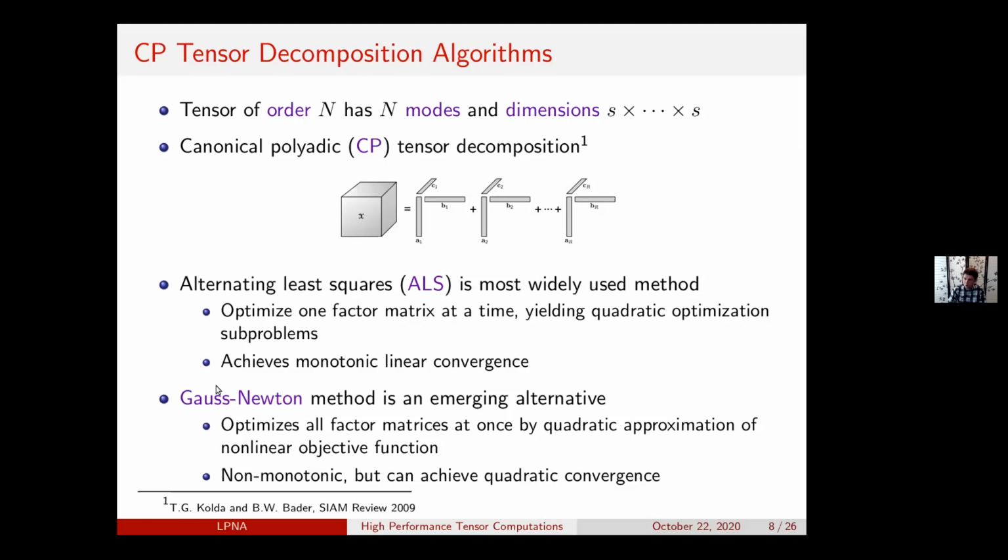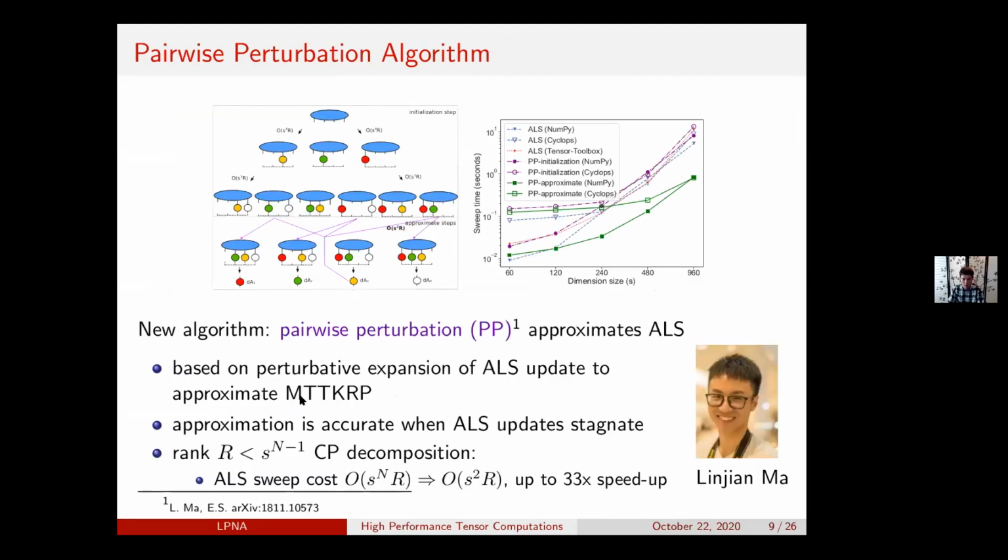An alternative approach that is better in the sense that it can achieve a higher rate of convergence is the Gauss-Newton method, which optimizes all three factor matrices at once by thinking about the overall problem as a nonlinear least squares problem and applying this standard Gauss-Newton method. So I'll talk briefly about both of these and talk about a couple of ideas we have to accelerate these.